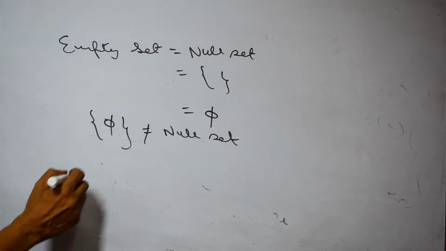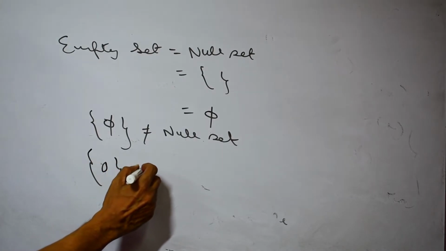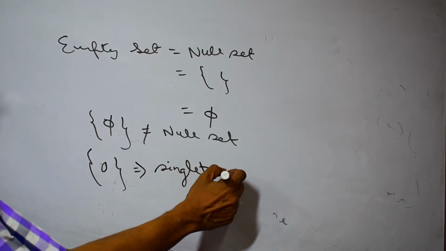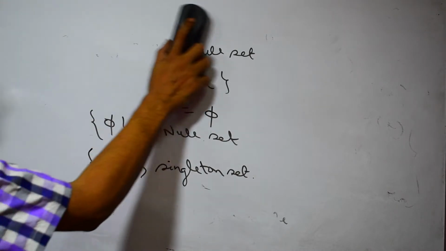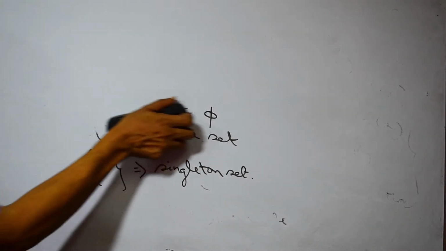If I take 0, this set is not a null set. This is a singleton set. Singleton set means a set having only one element. So empty set or null set is a set having no elements, and this can be called the zero set, having elements that are all zero, only zero.